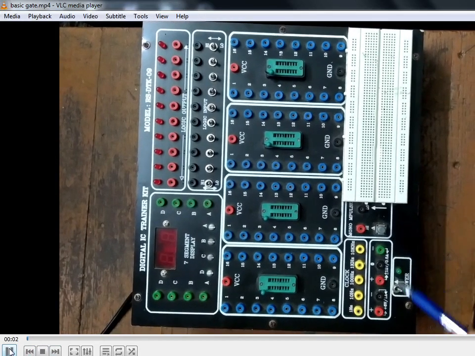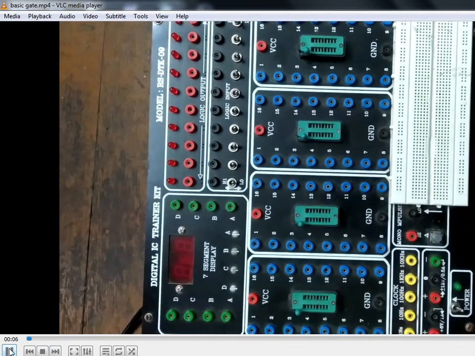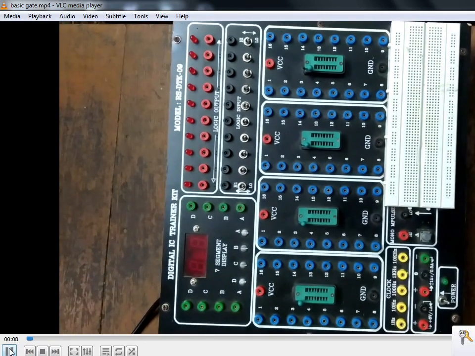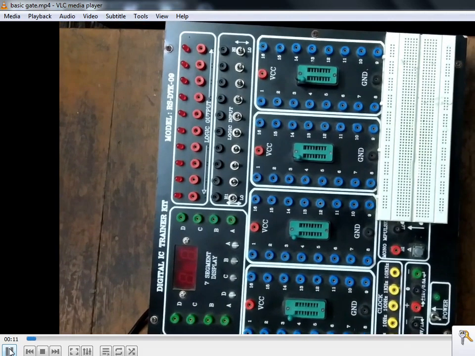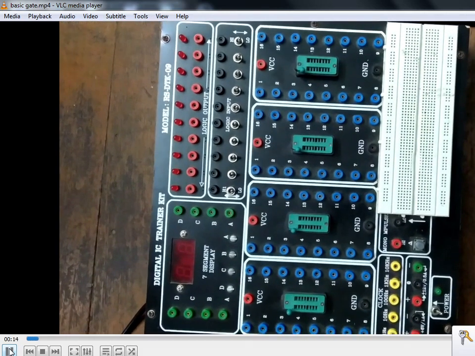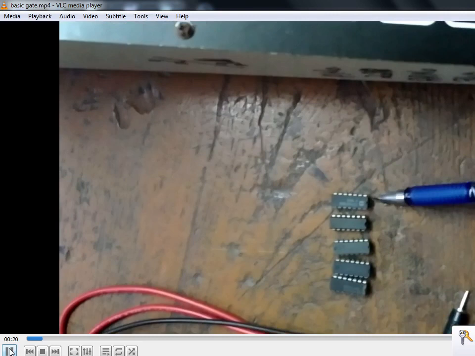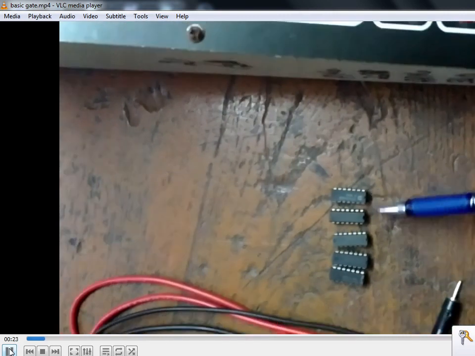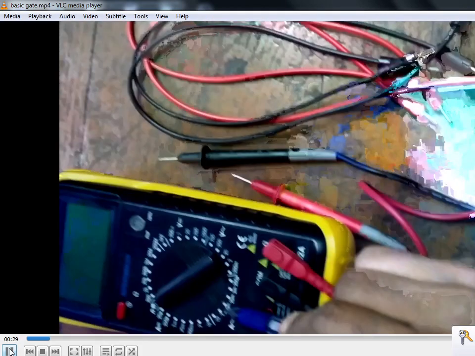In this video, I will explain how to verify the truth table of NOT, NOR, OR and NAND gates. The materials required for this are a digital IC trainer kit, ICs 7400, 7402, 7404, 7408, 7432, patch cords for the connection, and a multimeter.